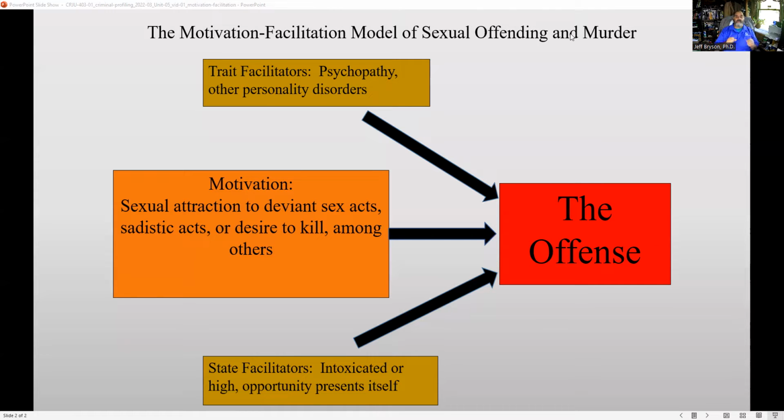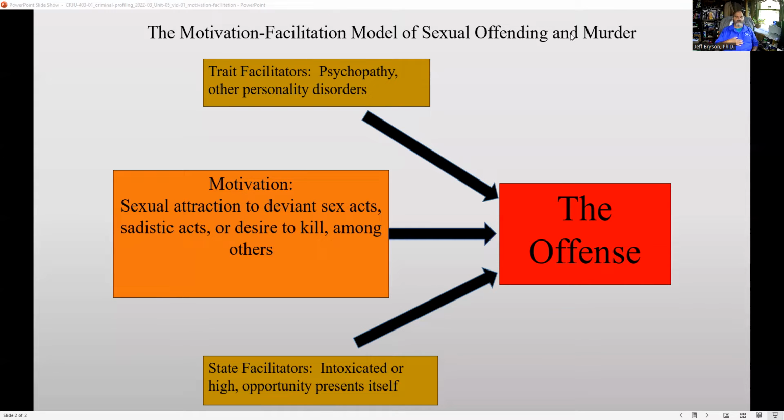All right, so we need to understand this idea that some things motivate, but then there are facilitators. If the facilitators are present, but the motive is not there, or the motivation is not there, then an offense is likely not going to occur. I want you to hear that. If the motivation is not there, but the traits are there, there is likely not going to be an offense. Now, keep in mind, I didn't say it would be certain that there wouldn't be an offense. I'm saying it is likely.